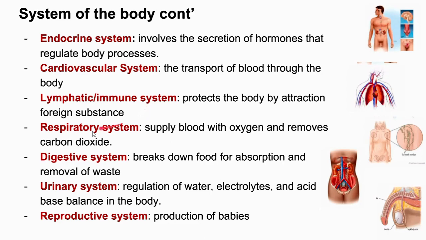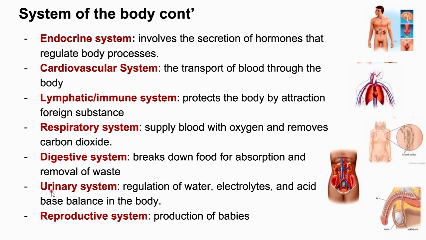We have the respiratory system, which involves the exchange of gases. The respiratory system supplies oxygen and removes carbon dioxide from the body. We have the digestive system, which involves the breakdown of food for absorption and removal of waste. We have the urinary system, which is involved in the regulation of water, electrolytes and acid-base balance in the body. This system is especially important in people maybe having high blood pressure.